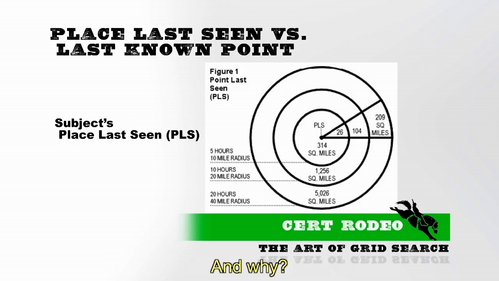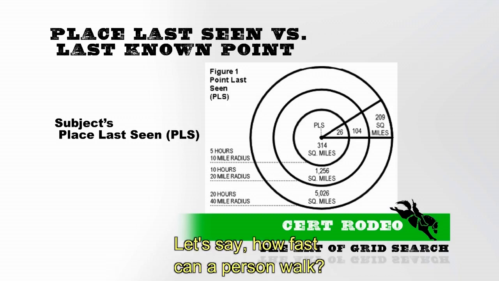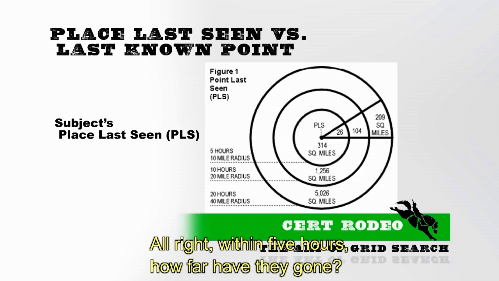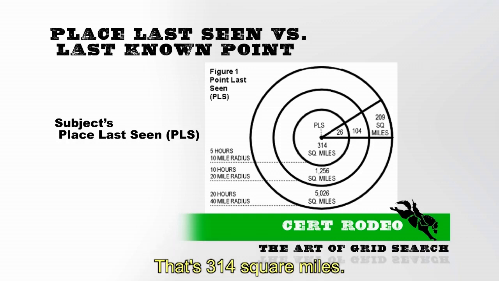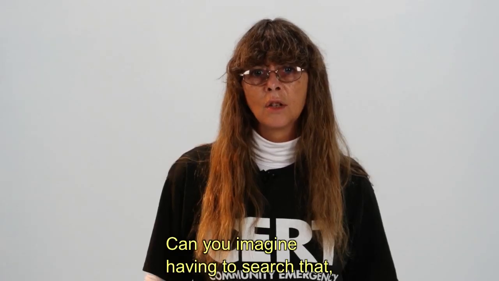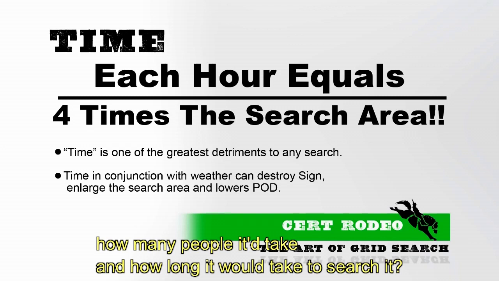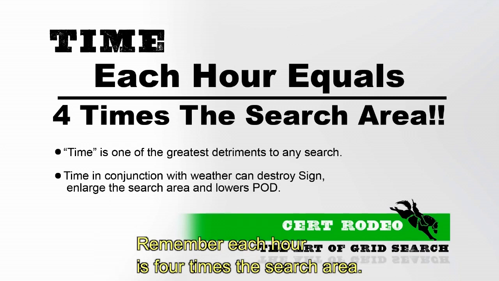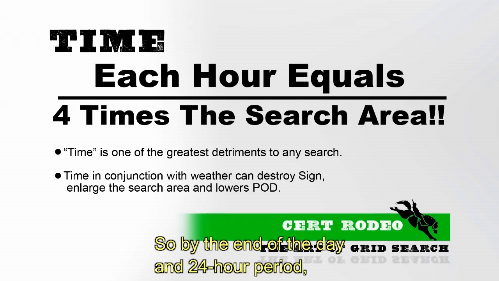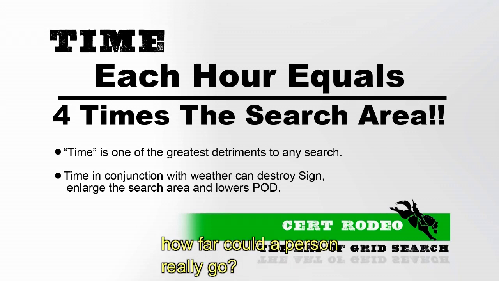And why? Well, how fast can a person walk? Let's just use 2 miles per hour. Within 5 hours, how far have they gone? That's 314 square miles. Can you imagine having to search that, how many people it would take and how long it would take? Remember, each hour is 4 times the search area. So by the end of a 24-hour period, how far can a person really go?